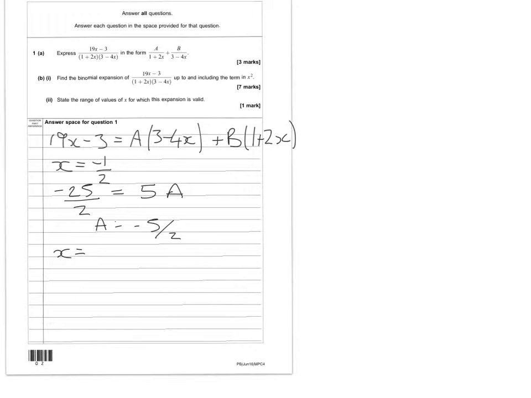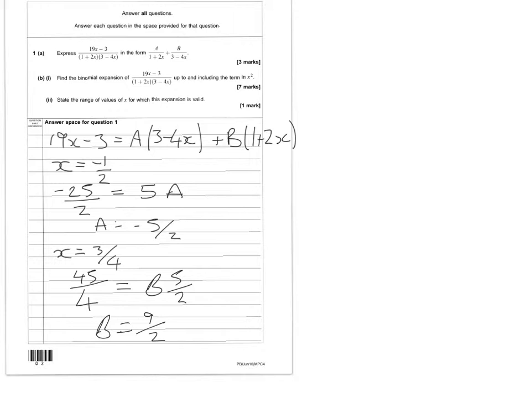And then x is equal to 3/4. That gives me 45 over 4 equals b times 5 over 2, which means that b is equal to 9 over 2.